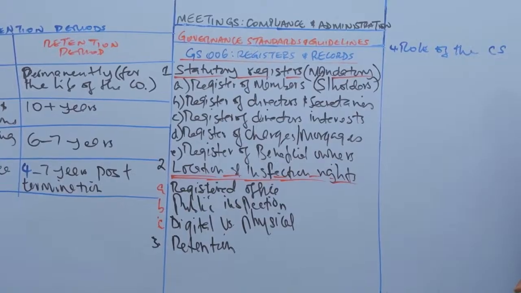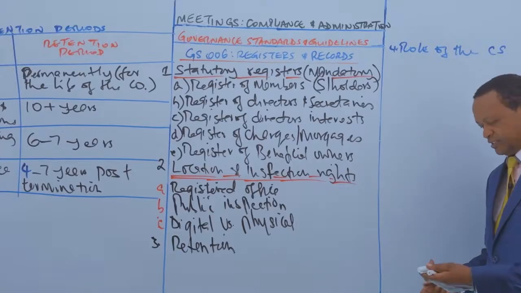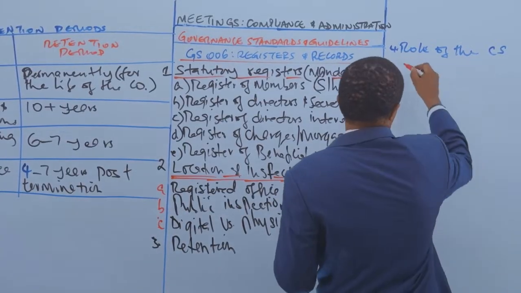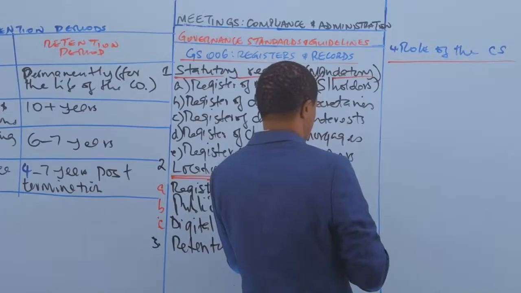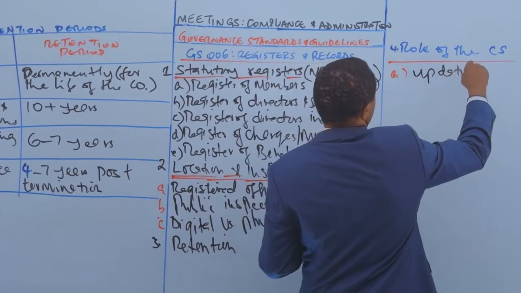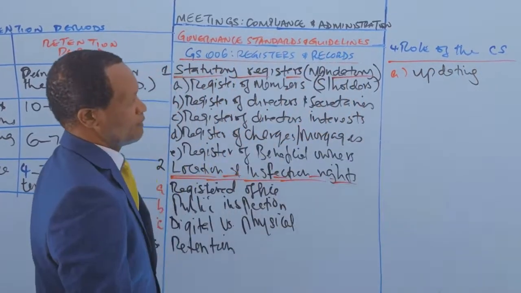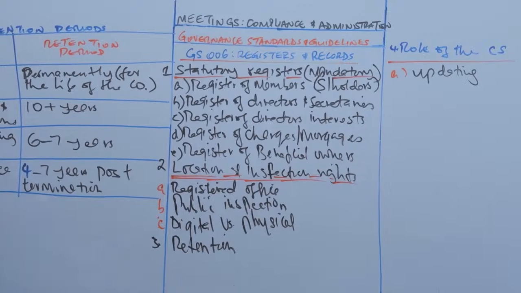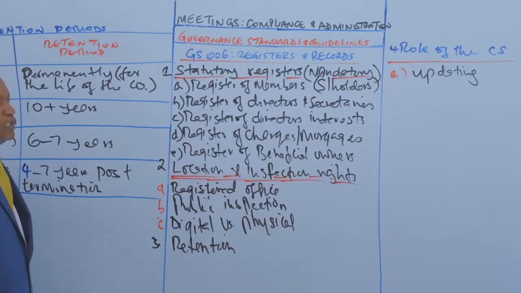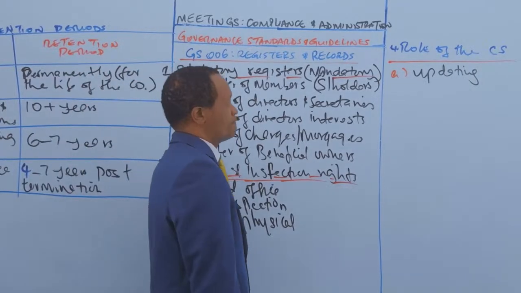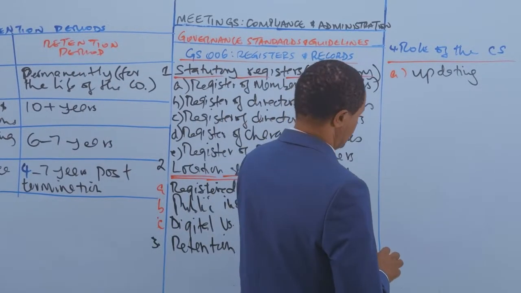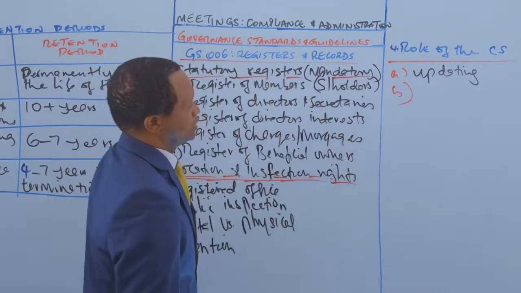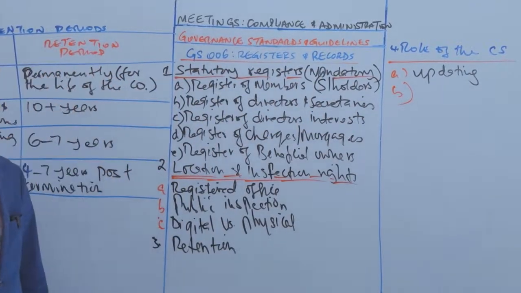Their duties include updating. The first duty is to update the records. The secretary should ensure that changes like share transfers are recorded within the legal window, and the legal window is most of the time 14 days. All right? Updating.